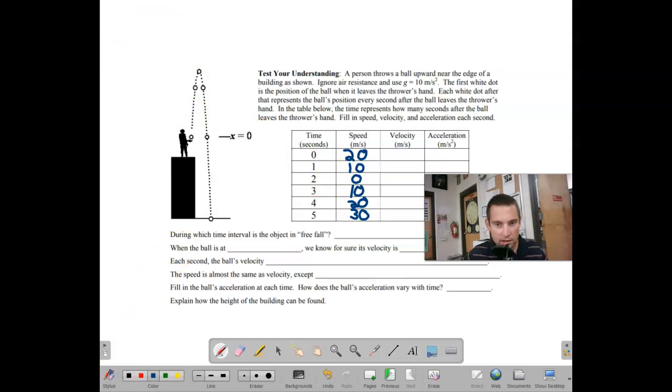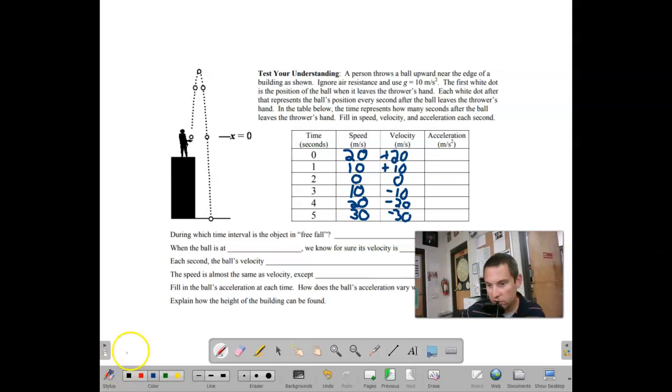Can you fill in velocity? Well, velocity is just speed with a direction. So there we go, there's our directions. Positive is in the up direction, negative is in the down direction. Meanwhile, whether it's going up or down, the acceleration is always going to be negative 10 meters per second squared. Negative because, again, down.